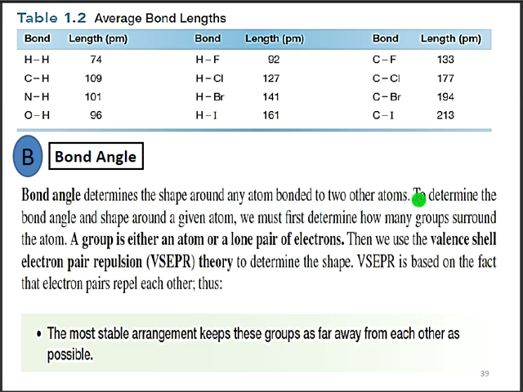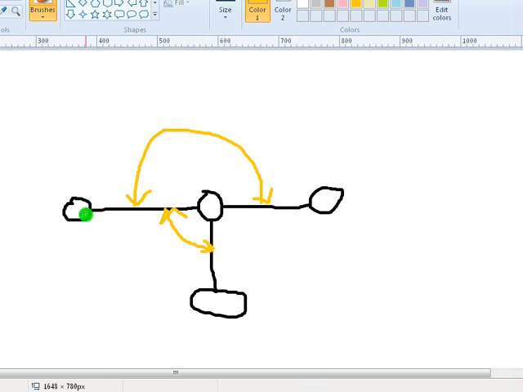To determine the bond angle and the shape around a given atom, we must first determine how many groups are around the atom. Okay, then what type of groups? We don't say how many atoms around the atom. We say how many groups around the atom, because the groups may be atoms or lone pairs of electrons.